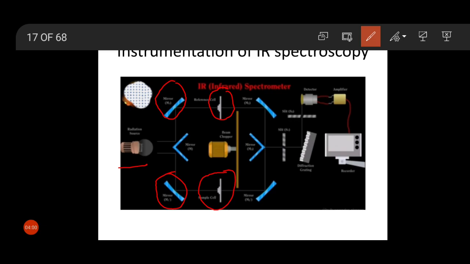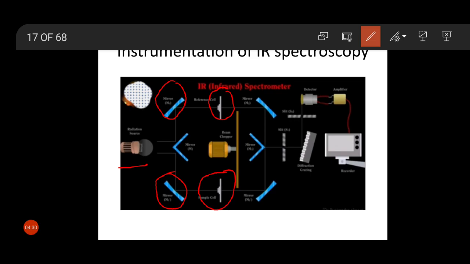The reference cell generally contains KBr because it is transparent throughout the IR range. So the reference holder cell generally contains KBr because it is transparent throughout the IR range. Now coming to the sample holder, which contains the sample to be analyzed.